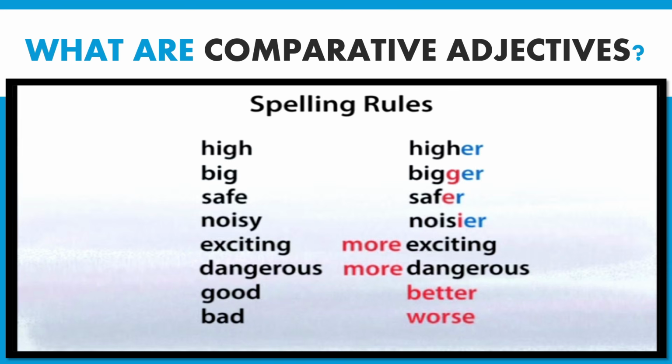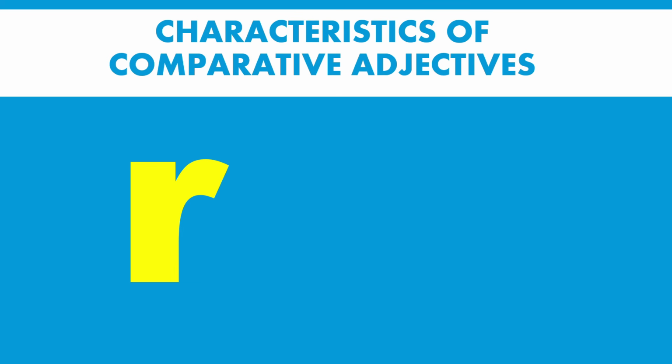Therefore, in this lesson today, I'm going to explain to you first how we can determine the spelling of the comparative adjective itself by determining the characteristic of the original spelling of that particular adjective. We start with R first. Now, what kind of adjective should be added with R when it is converted into comparative adjective?